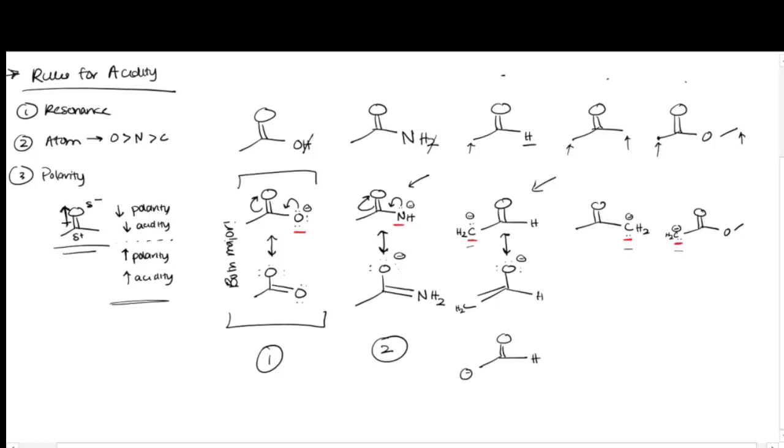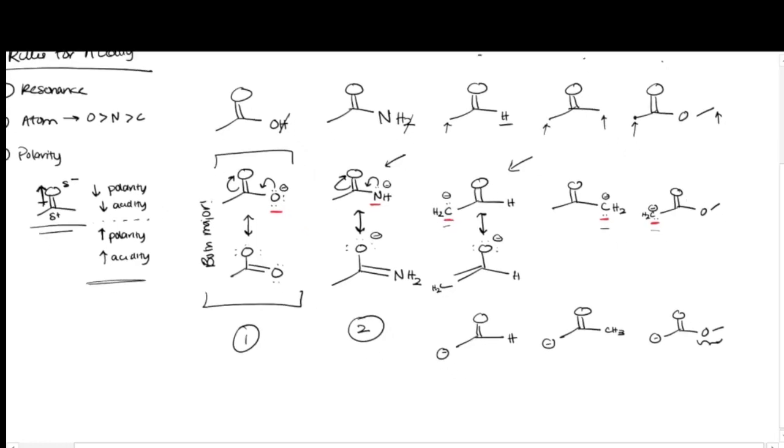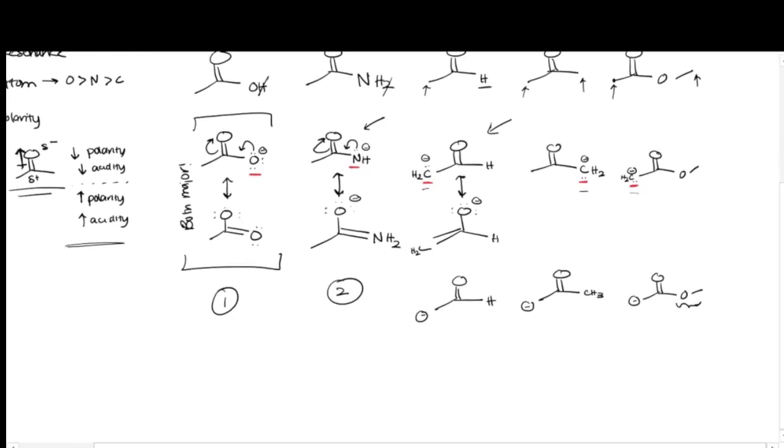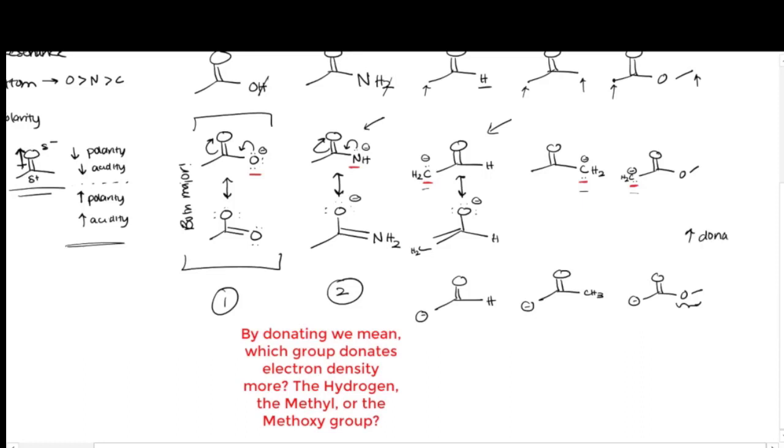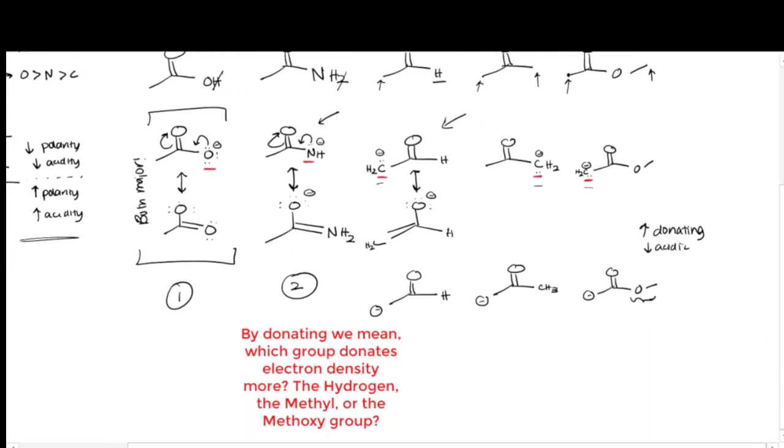The other side of this negative is hydrogen. The other side for a ketone is going to be this CH3 group. And on the other side for an ester is going to be this methoxy group. You want to ask yourself which one of these is more donating, because the more donating that group is, the less acidic your molecule is going to be, because increasing donation decreases the polarity of the molecule as a whole. And we already talked about the less polarity you have, the less acidic you are.